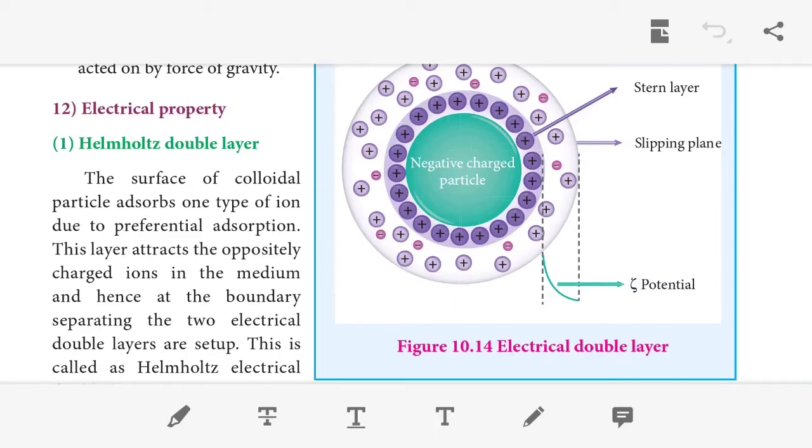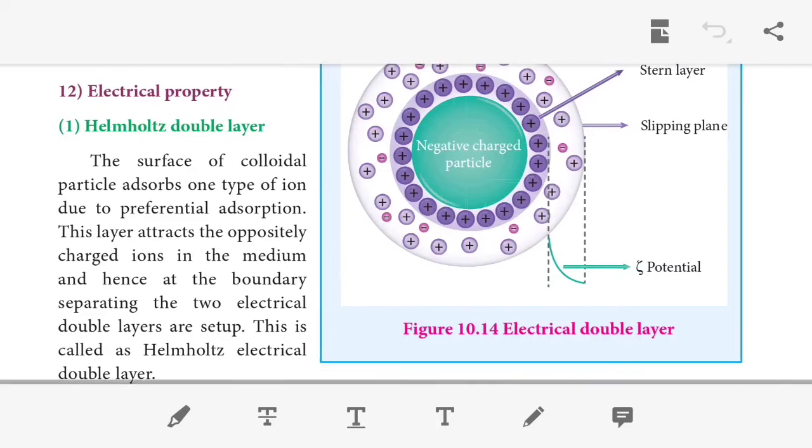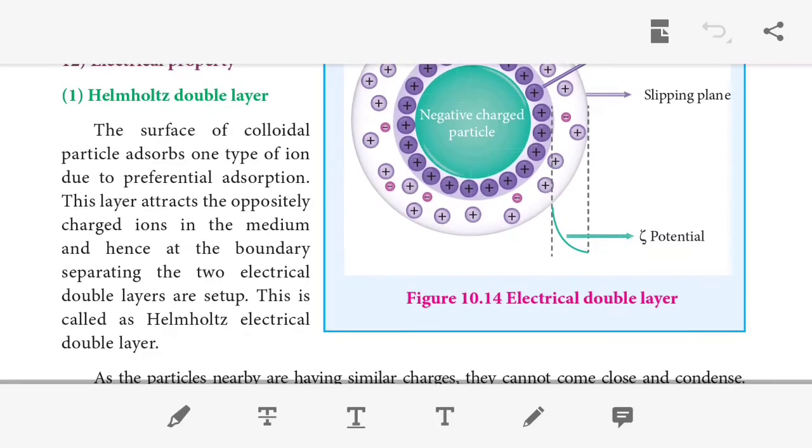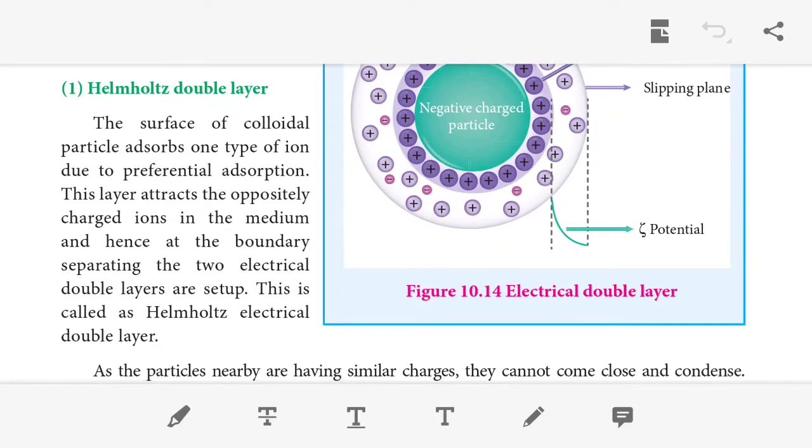So first look at the diagram. The negatively charged particles are surrounded by positive ions, which in turn attract negative ions. The layer surrounded by the positive ions is called the Stern layer. As the nearby particles have similar charges, they cannot come close and condense. This helps to explain the stability of the colloid. It is called the Helmholtz double layer.